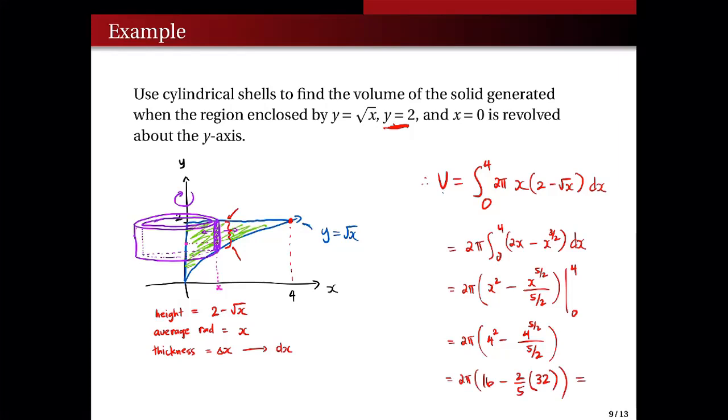Let us simplify the number here, except for pi. So you have 2 pi times over 5. 16 times 5 is 80, then minus 2 times 32, that's 64. So 80 minus 64 is just 16, times 2. So this is 32 pi over 5. This is the volume of the solid generated.